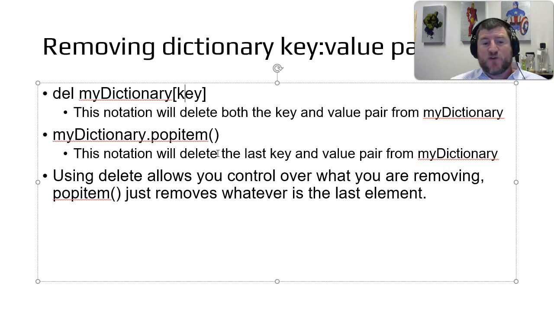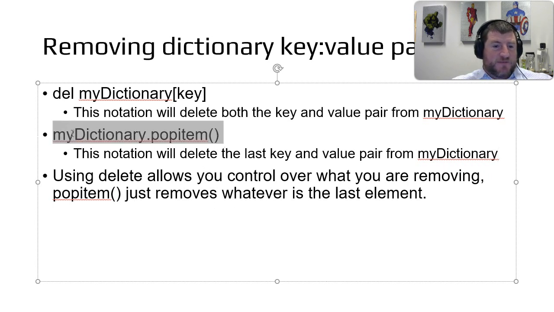So the dictionary is ordered, and we'll talk about that a little bit later. Everything does have a location in the dictionary, and it knows which one is last. But you just don't access them through indexing. You access them through the keys. So popitem removes just the last element, the last item in your dictionary.